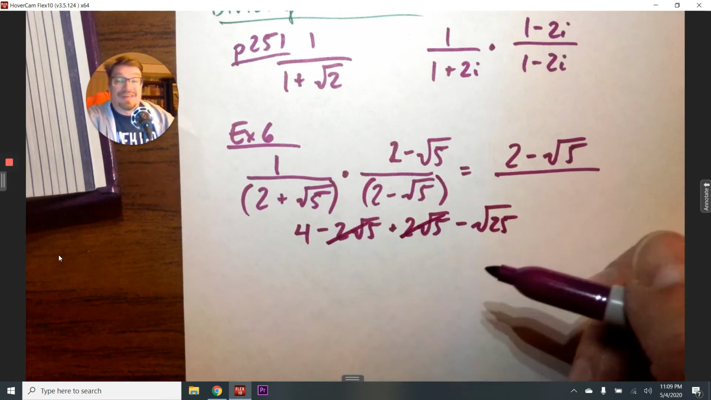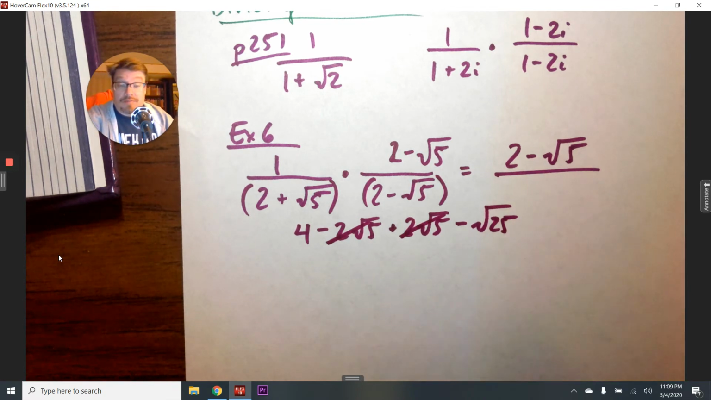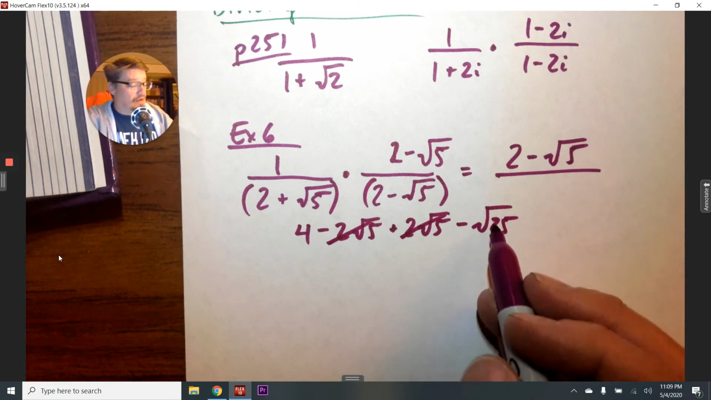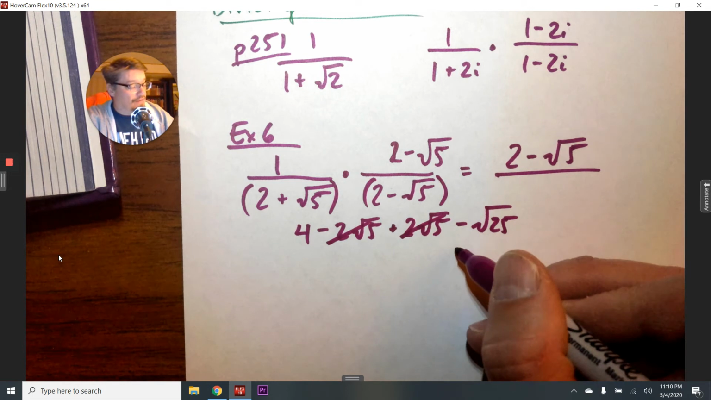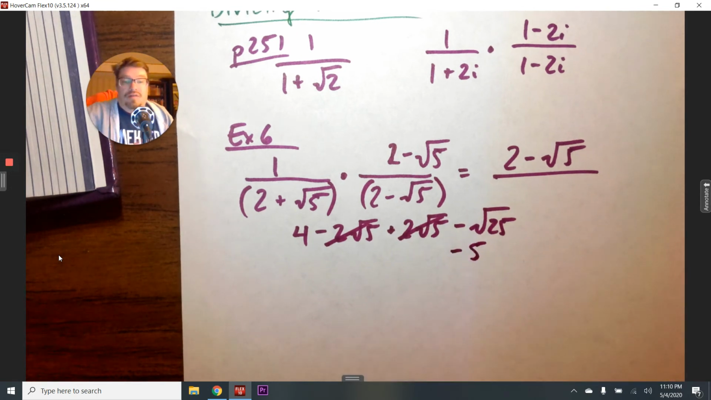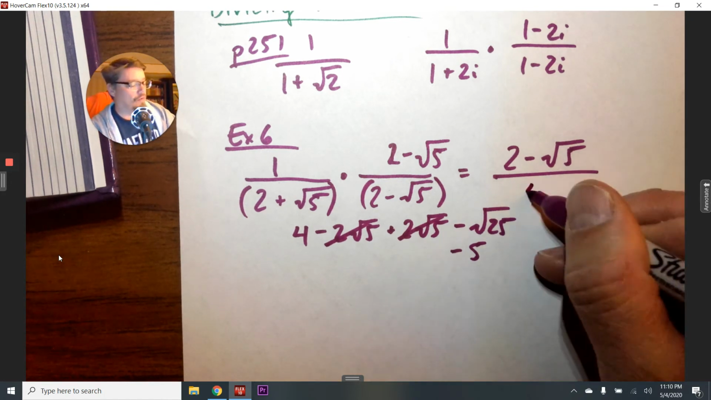Now you'll notice that these will cancel out. That's the beauty of conjugates. Those will cancel out. But then here we actually have negative 5 because the square root of 25 is 5. And the negative sign is out on the outside waiting for that 5 to be basically squared out, I should say. So what's left is you get a 4 minus 5.